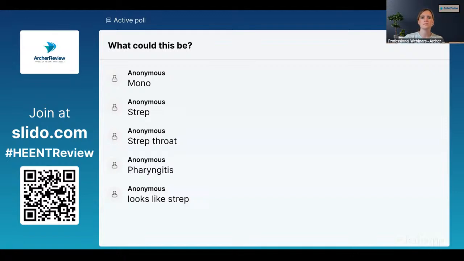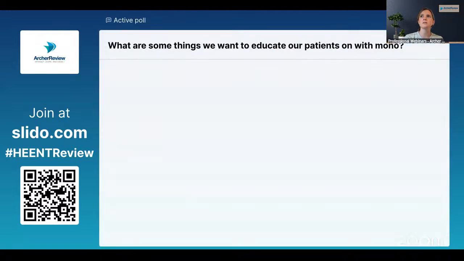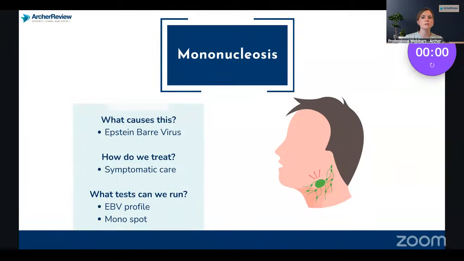Any thoughts? Epstein-Barr virus, awesome. All right, you guys, great. So we've got mononucleosis, caused by Epstein-Barr virus. And in this case, do we give antibiotics?